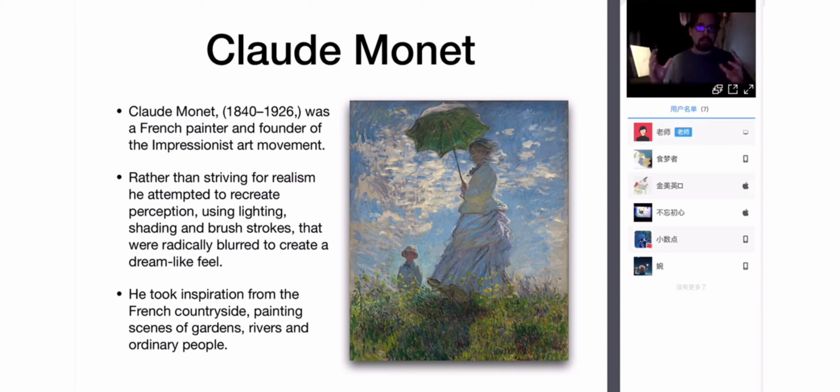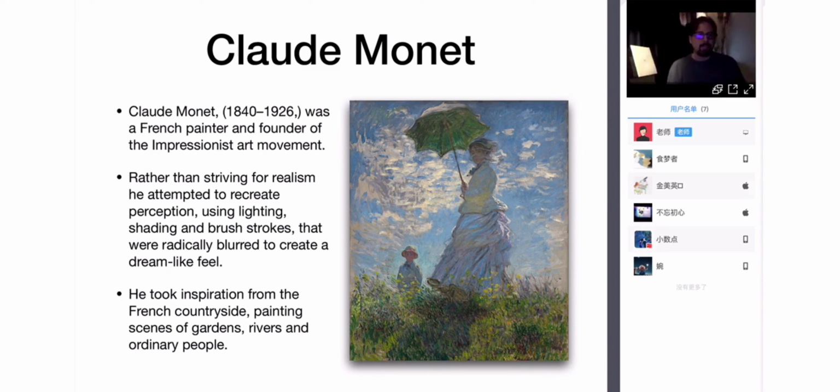But these Impressionist painters wanted to move in a different direction. So rather than striving for realism, they attempted to recreate perception. In other words, how the scene looked and felt to the artist in that scene. Like the artist was as much a part of the scene as the scene itself, basically, in the way that the artist perceived the scene. Using lighting, shading, and brushstrokes that were radically blurring the edges to create the dreamlike feel.